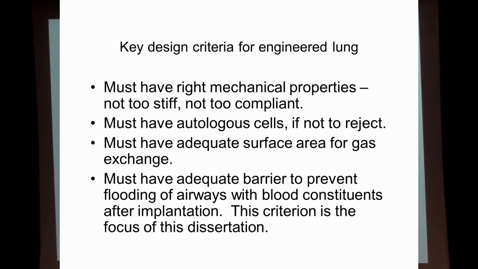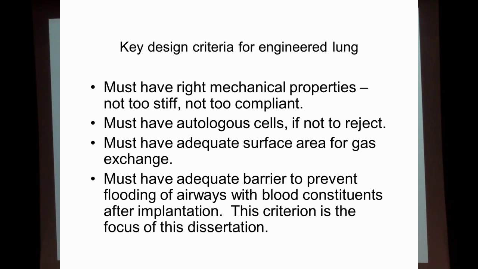As a tissue engineer or bioengineer, it's always good to think about the key design criteria that you want to build into anything new that you're trying to make. And in that spirit, I would say that generally there are about 4 key criteria for engineering a lung successfully. First is that it must have the right mechanical properties. In other words, it can't be too stiff, so that it's hard for the patient to inhale and exhale, but it can't be too floppy and compliant, because that type of lung is actually an emphysematous lung, and that doesn't function very well either.